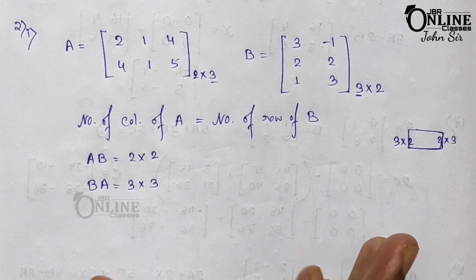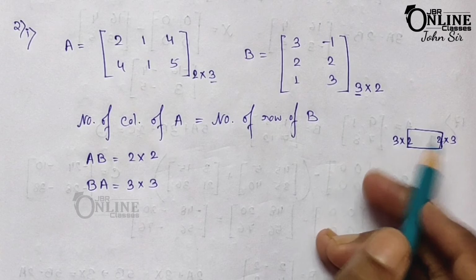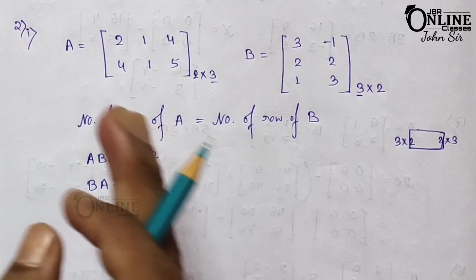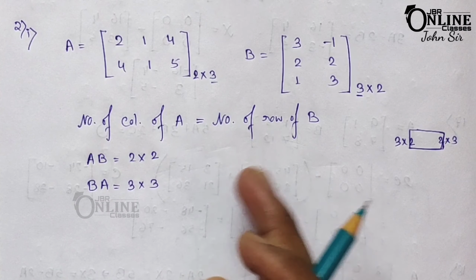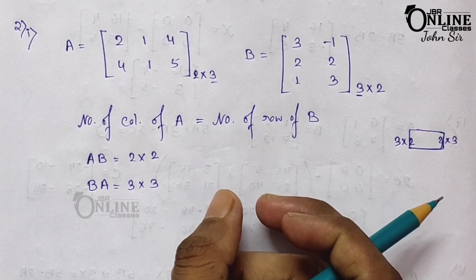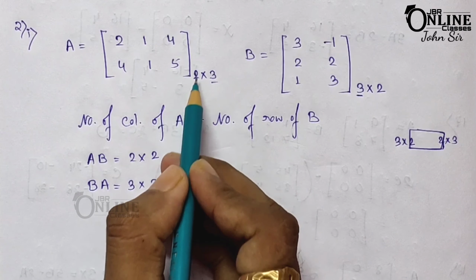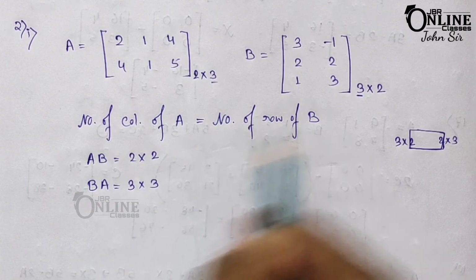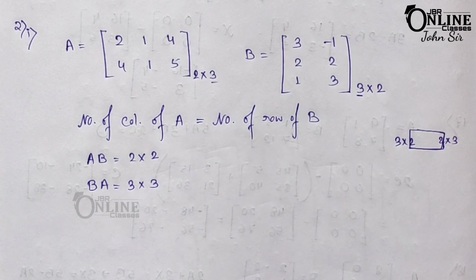It's very easy. So first you have to check that the number of columns of the first matrix is equal to the number of rows of the second one. If it is equal, then just write down the number of rows cross the number of columns of the second one, and it will be your answer.